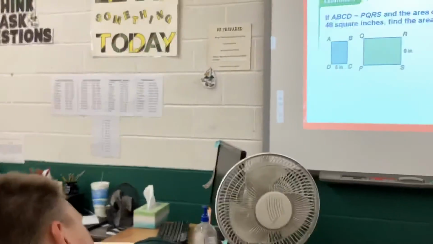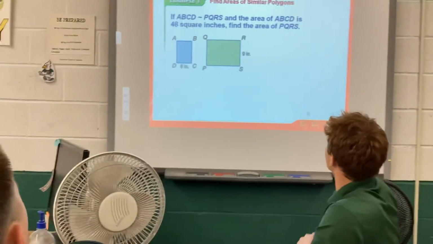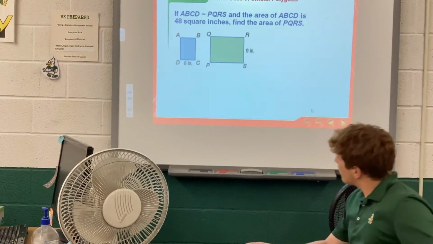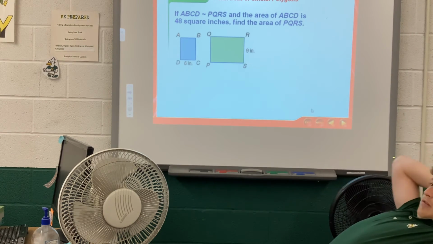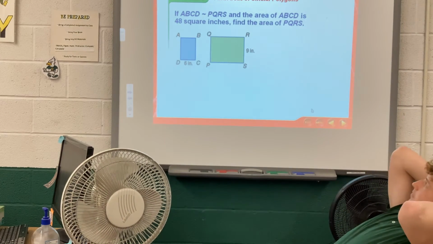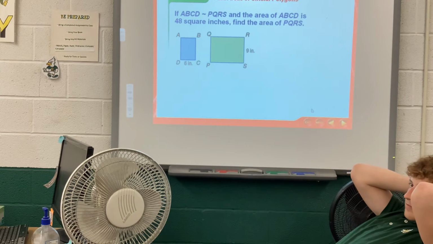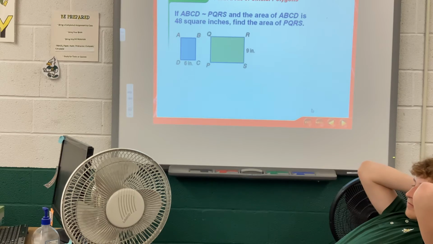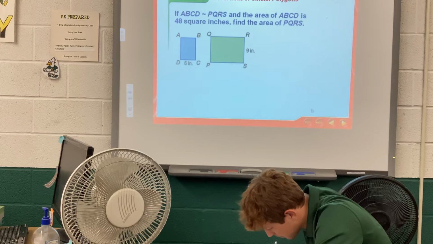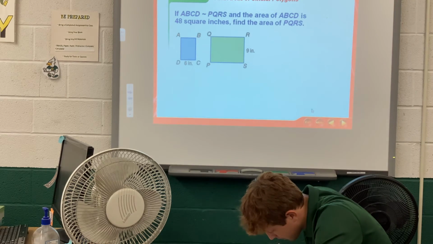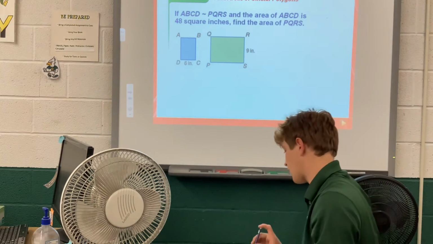Alright, here we go. It says "if," not "in." If ABCD is similar to PQRS, ladies and gentlemen, when they start out like that, they're basically saying yes, they are similar to each other. That's the most important thing. Again, do not forget to read the directions. So if ABCD is similar to PQRS, and the area of ABCD is 48 square inches, can I find the area of PQRS? Yes.